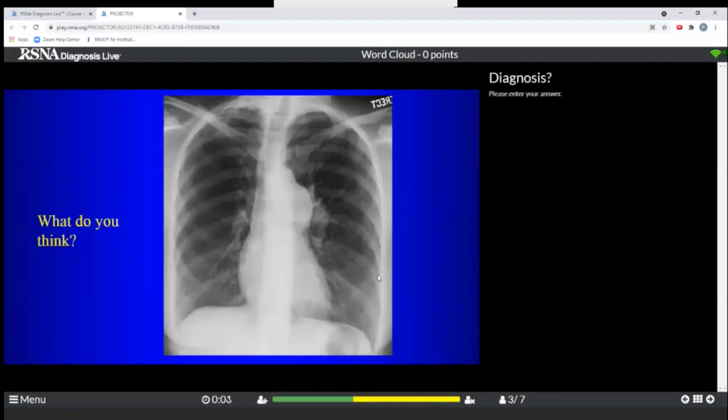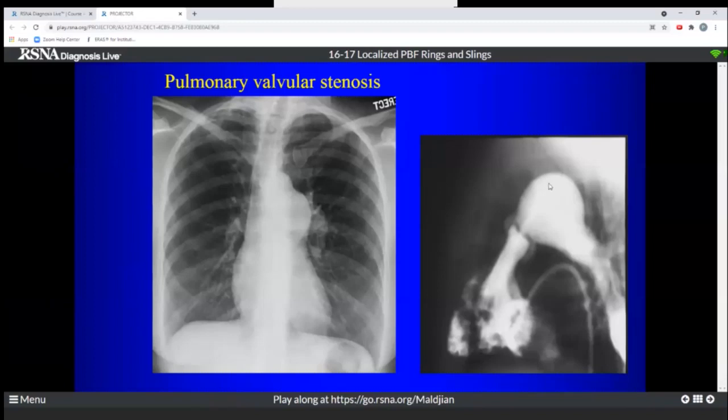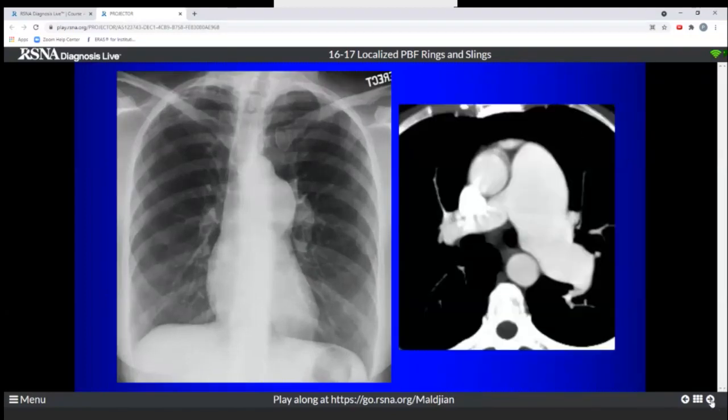You need to be able to recognize this on the chest radiograph. Notice that the main pulmonary artery is enlarged, the left pulmonary artery is enlarged, but the right pulmonary artery is normal in caliber. When we have that configuration, the first thing we think about is pulmonary valvular stenosis, which gives you poststenotic dilatation of the main and the left pulmonary artery, but the right pulmonary artery remains normal in caliber. That is how you differentiate this appearance from pulmonary artery hypertension. With pulmonary artery hypertension, the right pulmonary artery also will appear enlarged.